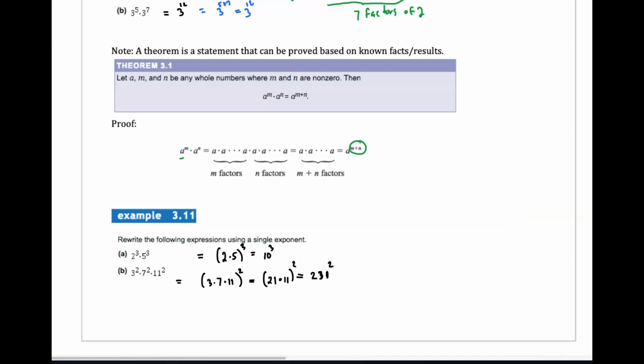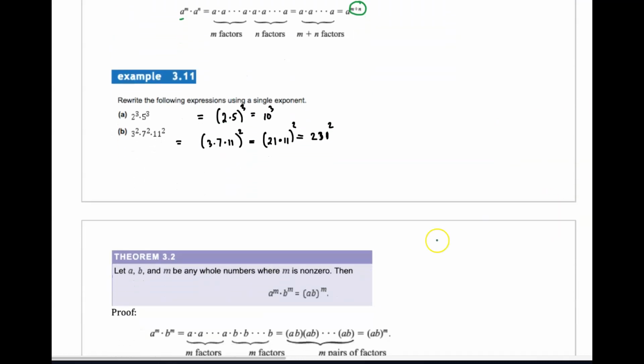We also have this next theorem, which is when you have the same exponent, your bases can be multiplied with each other. So you can see here, 2 to the power of 3 times 5 to the power of 3 would be the same as 2 times 5 to the power of 3, or 10 to the power of 3. Again, it's because of those exponents.